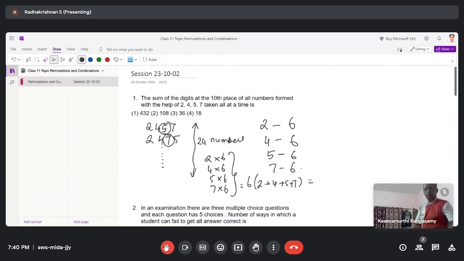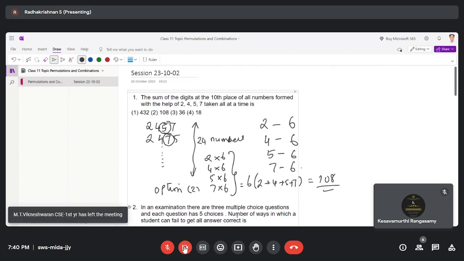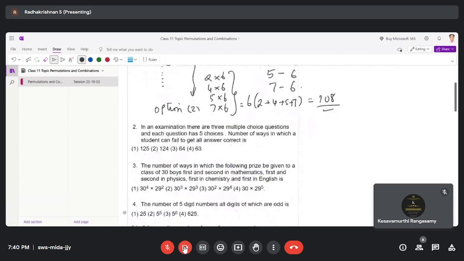So what will this be? 2 plus 4 is 6, 11, 18, into 6. Option 2. 108. Correct. Option 2. Okay, so let's go to the next problem.